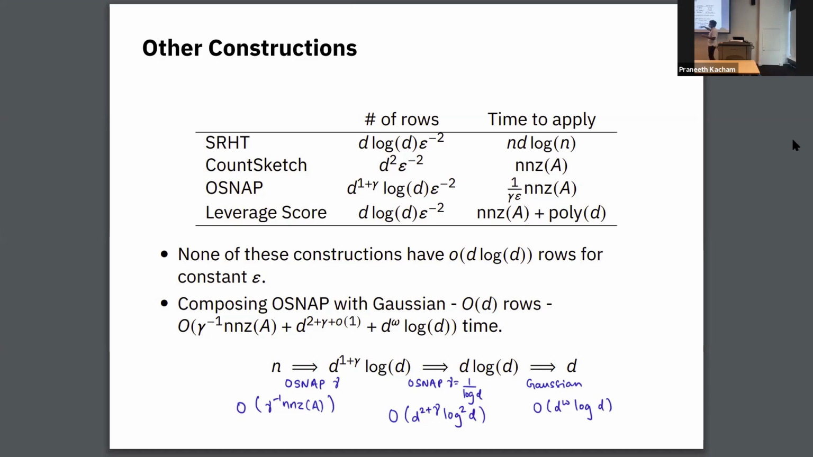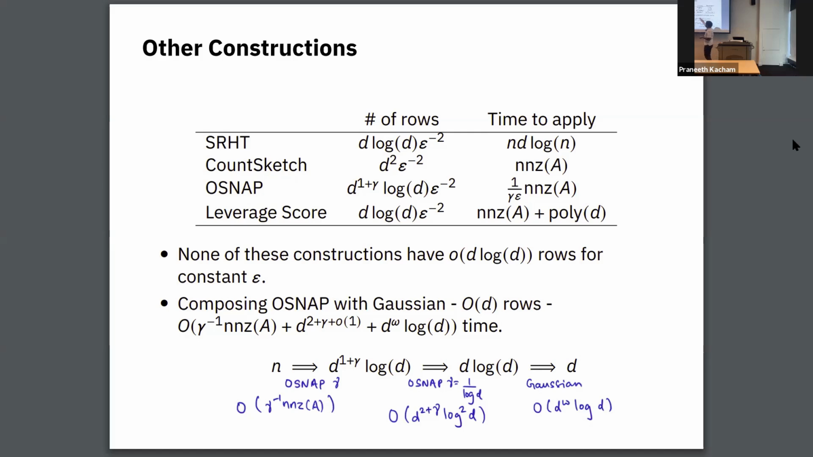And third one is a family of constructions called OSNAP. Here it is parameterized by this gamma. You can take gamma to be anything and get a number of rows like d to the 1 plus gamma log d over epsilon squared. But the time to apply it is 1 over gamma epsilon times nnz(A). So take gamma as say 0.1. You will get an embedding with d to the 1.1 log d over epsilon squared rows. And it can be applied in nnz(A) over epsilon time.